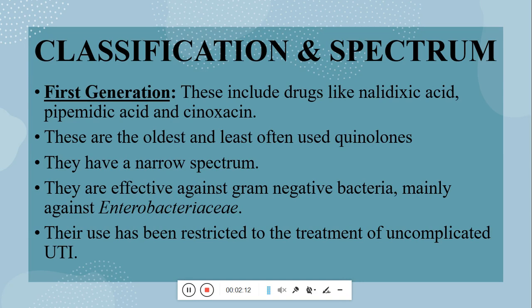Let's talk about the classifications and the spectrum. First generation quinolones include drugs like nalidixic acid, pipemidic acid, and cinoxacin. These are the oldest and the least often used quinolones. They have a narrow spectrum. They are effective against gram-negative bacteria, mainly against Enterobacteriaceae. Their use has been restricted to the treatment of uncomplicated UTI.